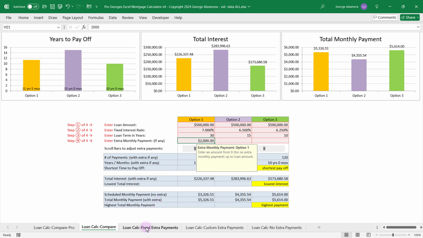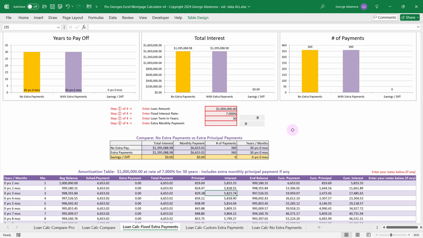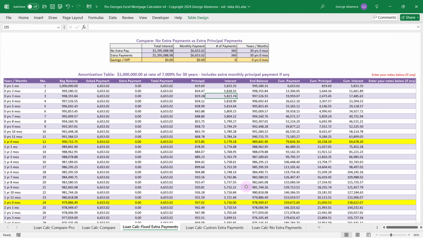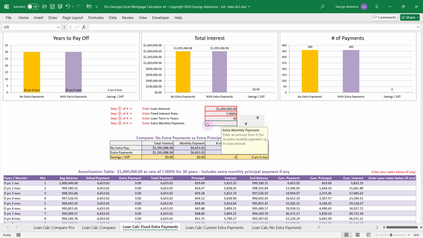So let's take a look at this next worksheet here. So here's where you enter your loan information. So let's say that I want to change that to a $1 million loan. The information automatically updates, including the amortization table. And this one also allows you to see the impact of making extra principal payments.